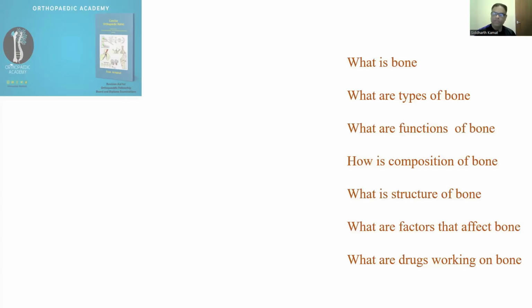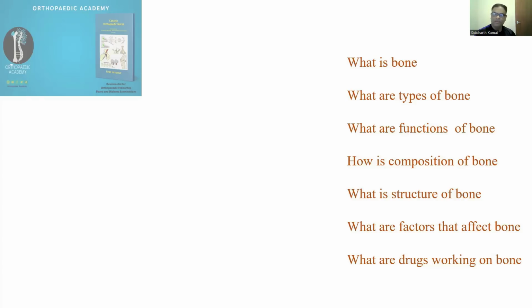Next question can be, what are the functions of bone? Bone has got various functions like maintenance of posture, first P, propulsion, second P, proprioception, third P, production of red blood cells, fourth P, provision of calcium and phosphorus, fifth P, and last but not the least is protection of internal organs like lungs and heart or spinal cord.